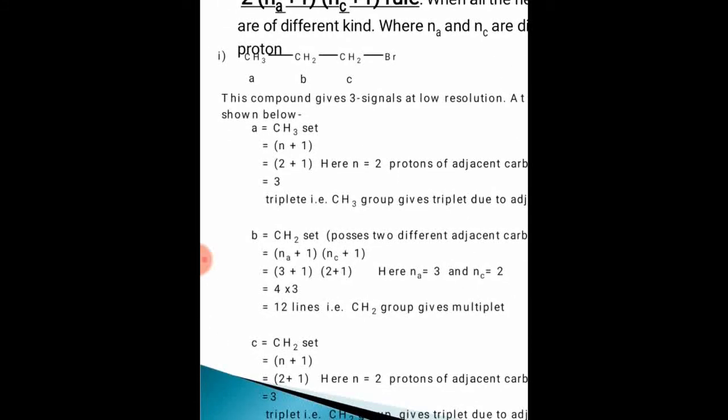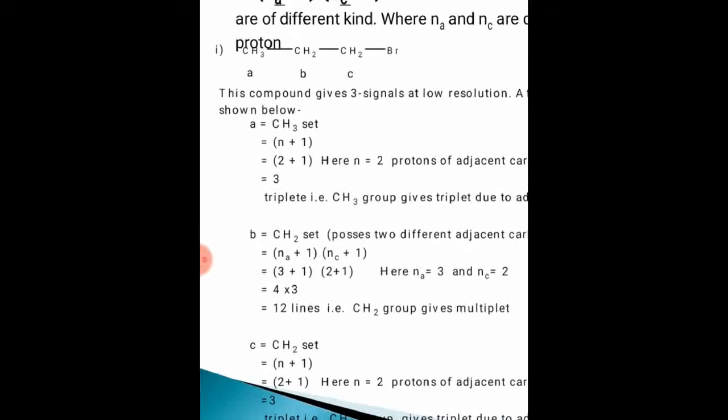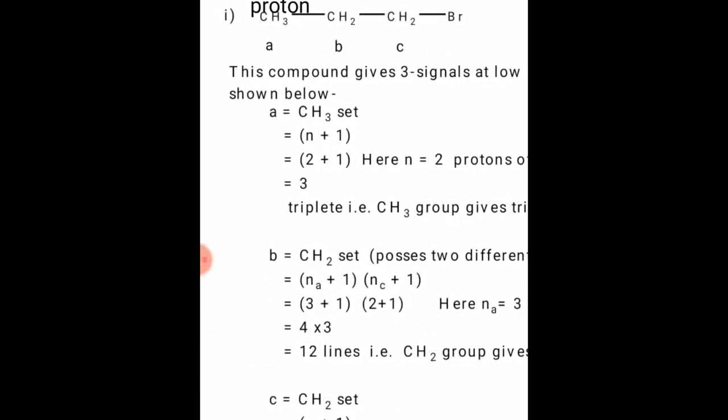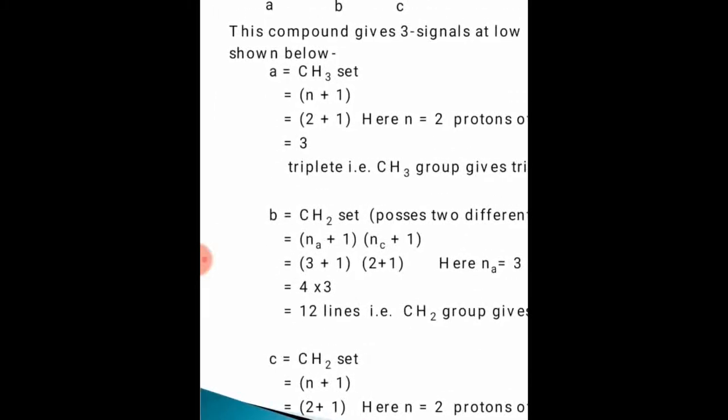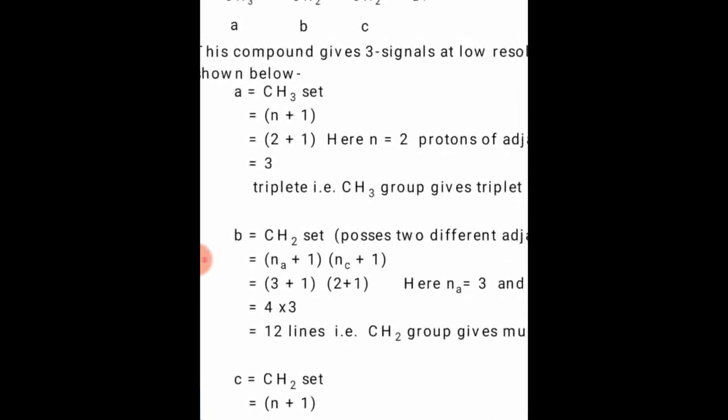Now let us calculate the multiplets for the HA set of protons. CH3 equals NB plus 1, because the neighbor of CH3 is the B set of protons. The number of protons for the B set is 2, 2 plus 1 is 3. It means we get a triplet for the CH3 group. And then the number of lines for HB, the CH2.